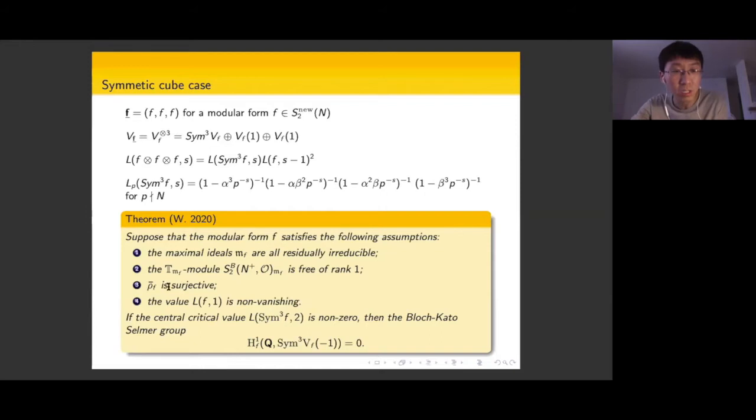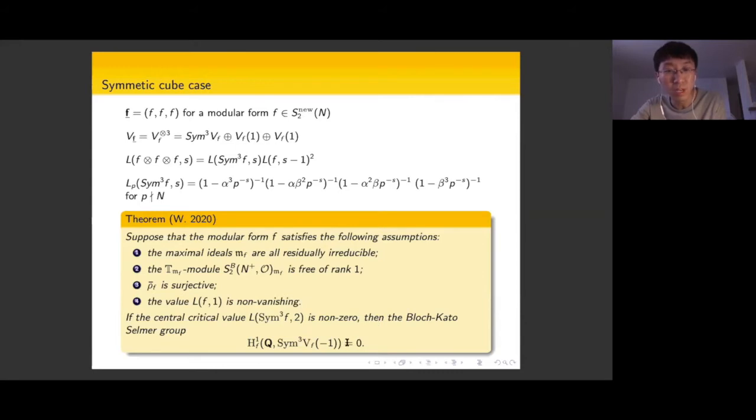The third condition is that this residual Galois representation has large image. I simply assume it's surjective. And the fourth assumption is that, because of this factorization, the L-function for F itself is non-vanishing. Therefore the non-vanishing of the triple product L-function is equivalent to the non-vanishing of the symmetric cube L-function.